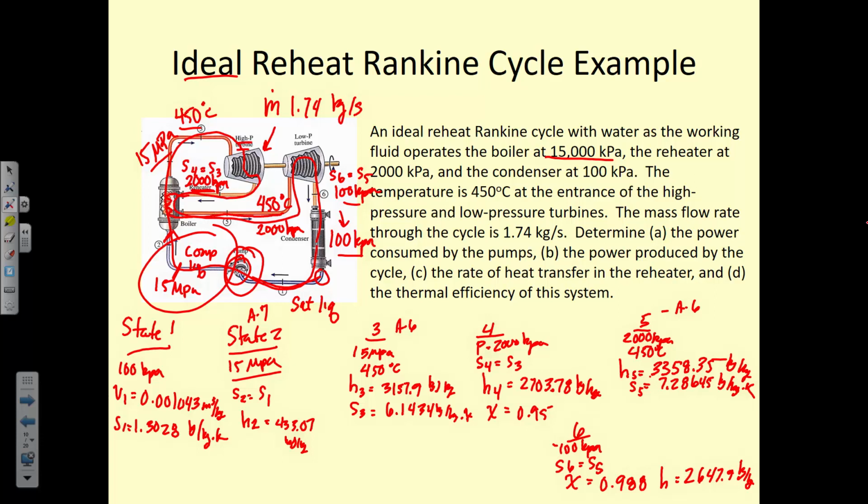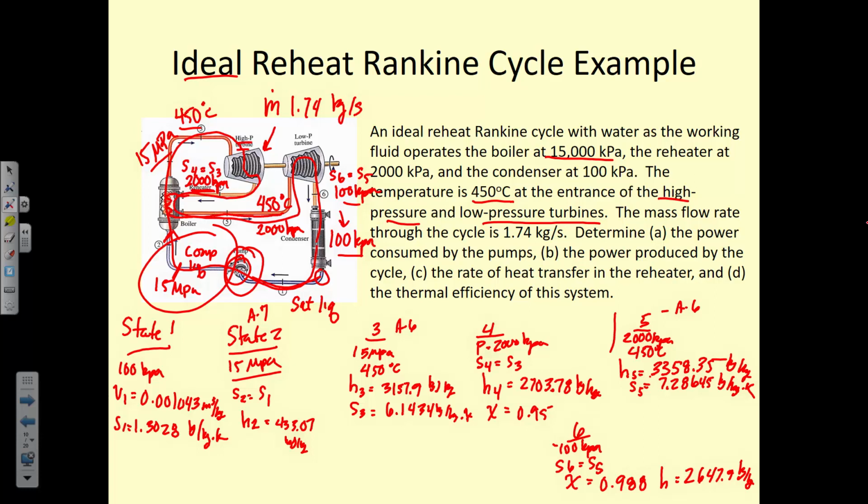So you know that T3, the temperature of state 3, and the temperature of state 5 are equal because they both go through a heating process? Well, one is through the boiler and one is through the reheater. But it says specifically in the problem that the temperature is 450 at the entrance of the high pressure and the low pressure turbines. If you were given a different temperature, then you would just use that value to figure out your properties at state 5. It says explicitly, and I think maybe in your homework it's two different temperatures, I can't remember, but it's easy enough to do because it will give you a pressure and a temperature.